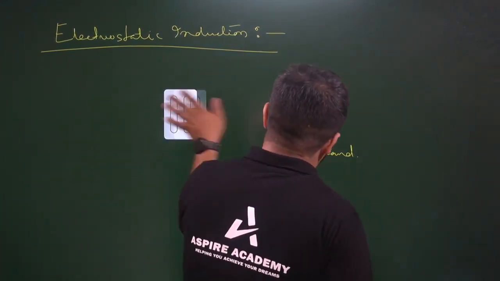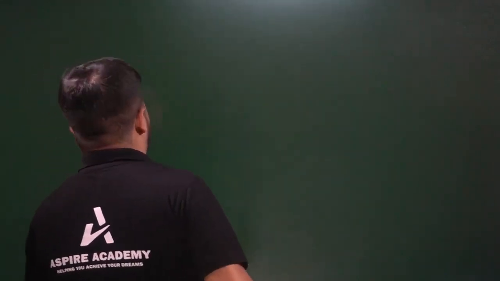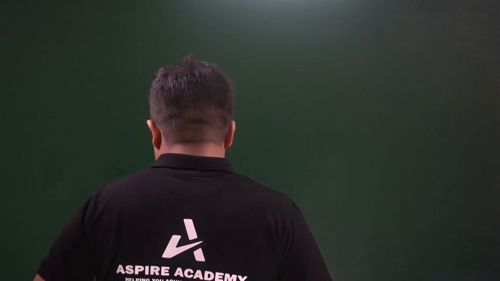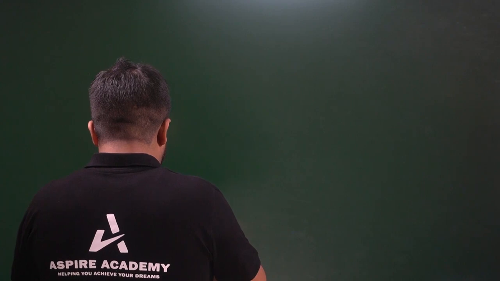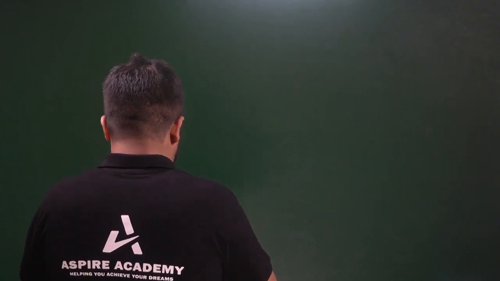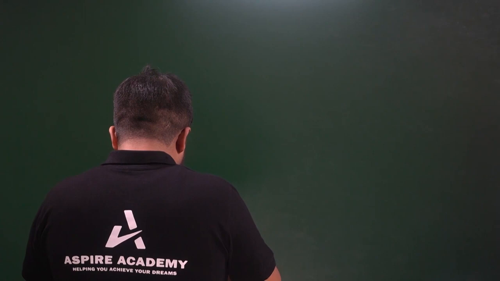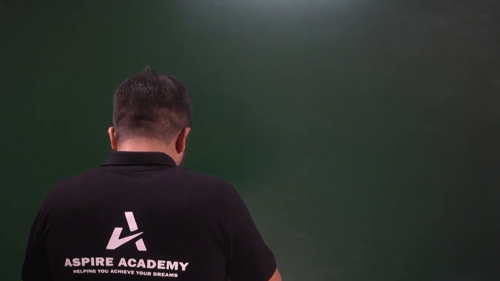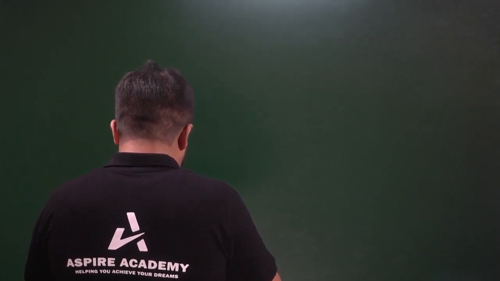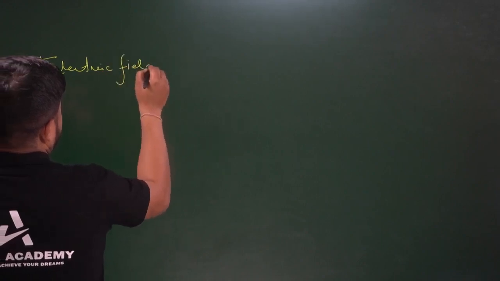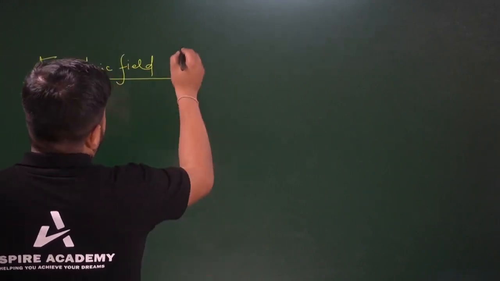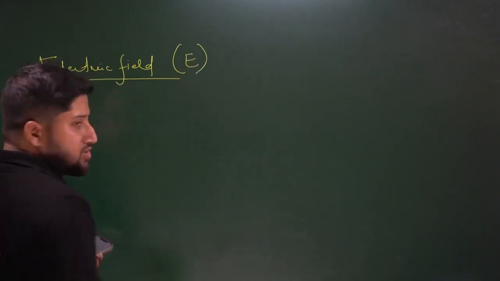For the next topic, we have already discussed Coulomb's law in vector form and the dielectric constant in our last classes. So now we discuss what is electric field. This is an important thing. Electric field is denoted by capital letter E. So what is electric field?